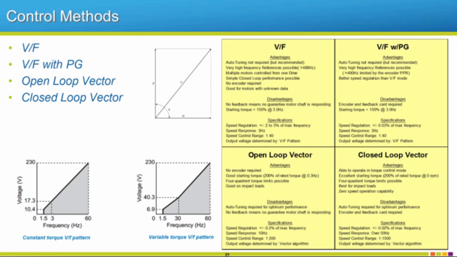And then you have your constant torque V by F pattern, which is the straight pattern. So if we follow this one at 30 hertz, you're going to see half of 230 volts right in the middle, smack dab in the middle. And you're going to get that constant torque out of that motor.